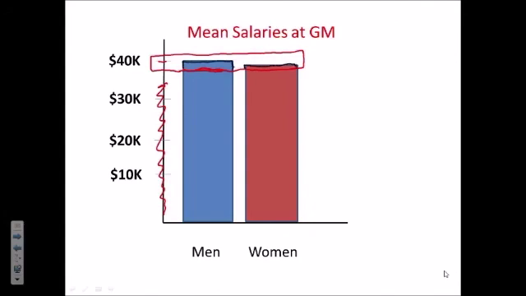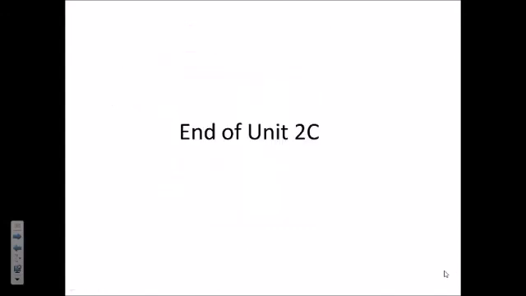So you've got to be careful. This particular picture is very accurate because it has the 0, and it has all the scores from 0 up to 40,000. If the 0 is not on the bottom, is not there, and there are scores missing, the picture could be deceptive. That's the end of Unit 2C.